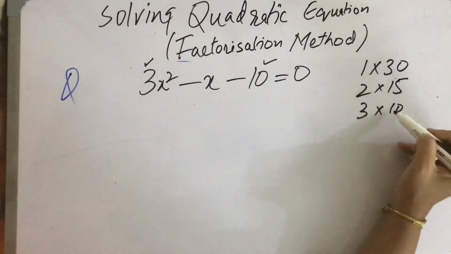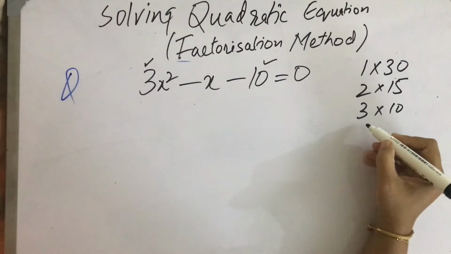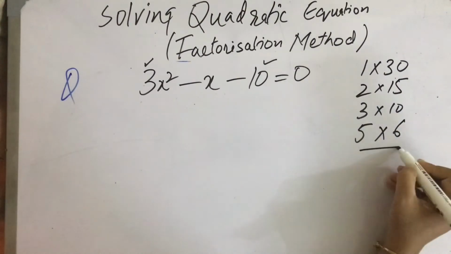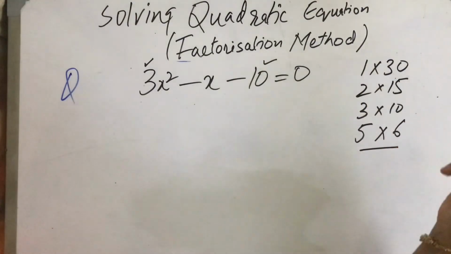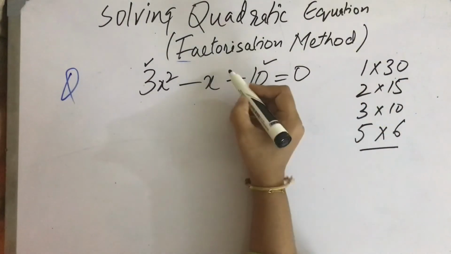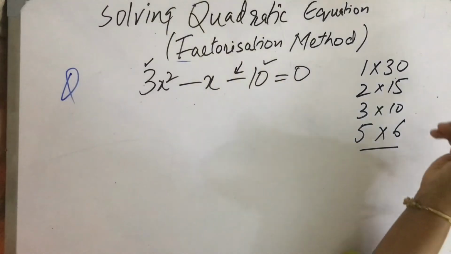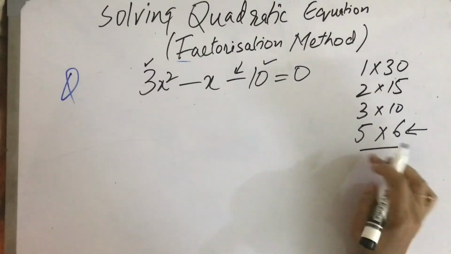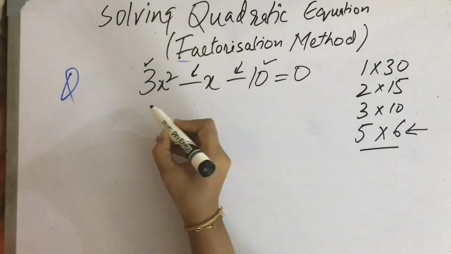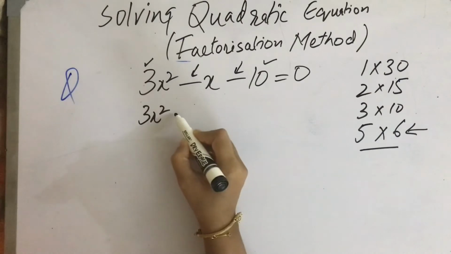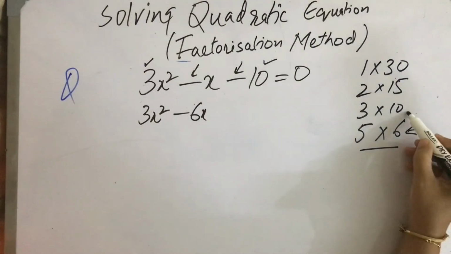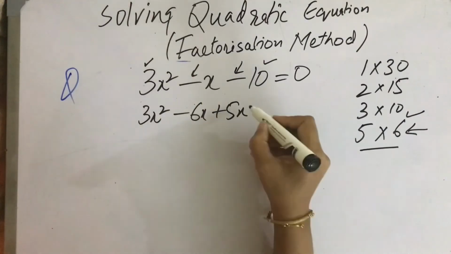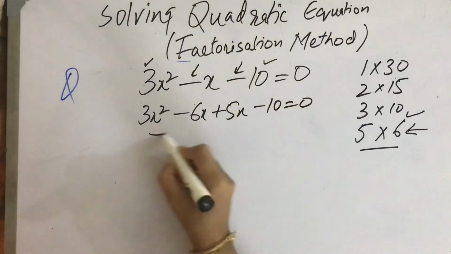Notice it is increasing, this is decreasing. In the table of 4, 30 doesn't come. In the table of 5, it is 6. Now the gap is finished and we have these 4 options. This is negative again, so you have to subtract the factors. We shall take this option because in this option we have 6 minus 5 is 1. This is negative, so this is 3x square minus 6x, the bigger number will have the sign of the b, plus 5x, 6 minus 5 is minus 1, and 10 equal to 0.